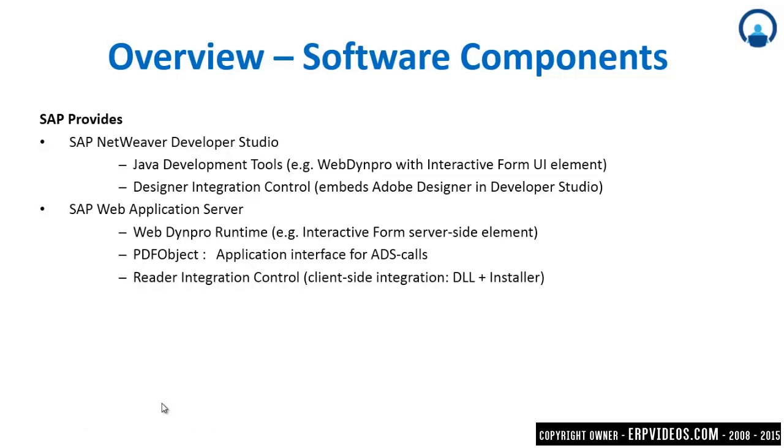So here SAP provides SAP NetWeaver Developer Studio where we have Java development tools and we have designer integration tools. Then we have SAP Web Application Server where we have the protocol in picture where it will be connected to that SAP application server. So here under this application server we have WebDynPro runtime for Java, then we have a PDF object and we have a reader integration control. So these are some of the components provided by the SAP. So these were software components for Adobe and SAP.